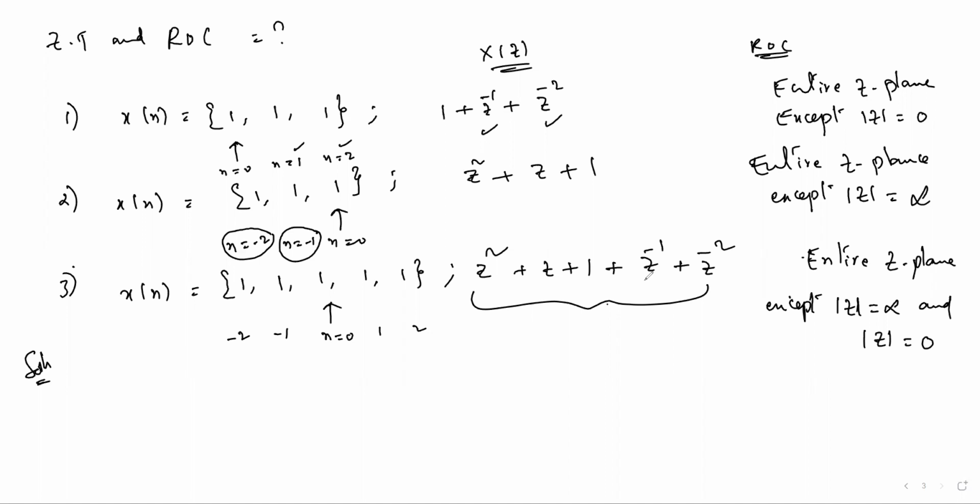Fine. One more question. A system has impulse response. I think all of you noted this one. I'm going to the next page. A system has impulse response h of n is (1/4)^n u of n.